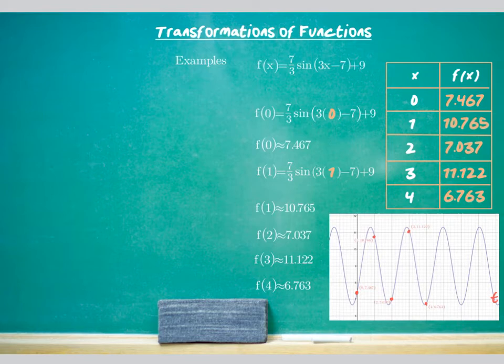Well, what happens if we get another scenario where you've got all the same heights, all the same situations, but maybe there's like a 4-minute delay. Maybe something happens and it delays this Ferris wheel for 4 minutes for some reason. Well, now we want these exact same heights, but at 4 minutes, we want the height of 7.467. After 5 minutes, we now want this. At 6 minutes, we want 7.037. At 7 minutes, we want 11.122. And at 8 minutes, we want this. So it's just a new situation.